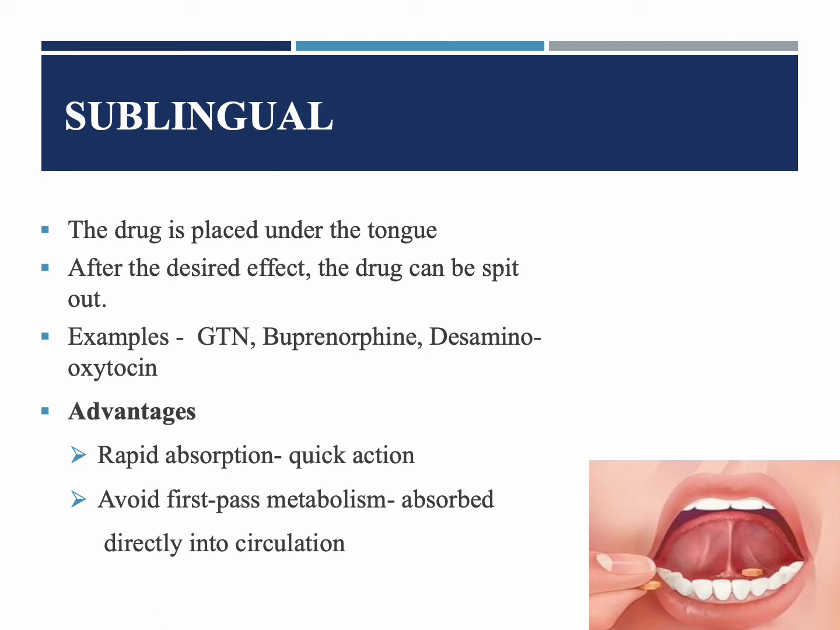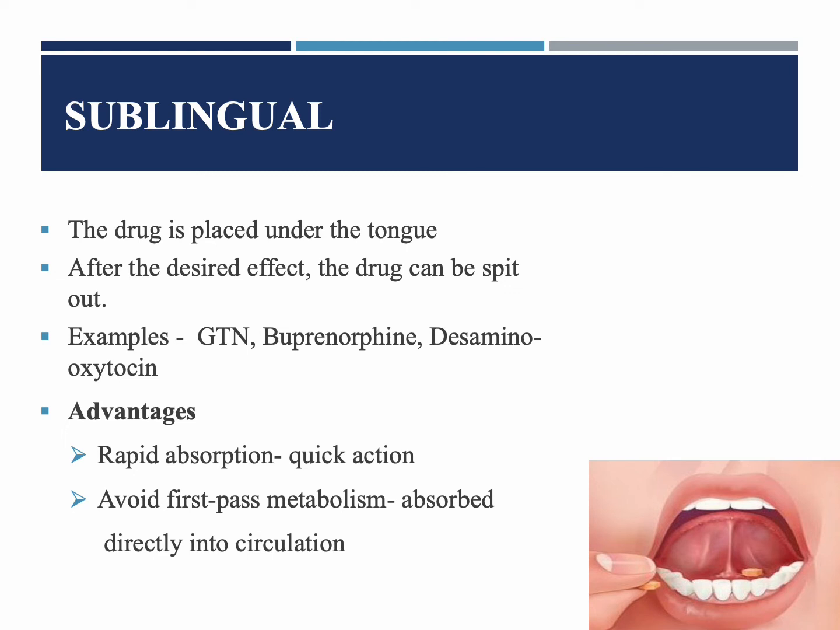Coming to the second category, that is the sublingual. In the sublingual route, the drug is placed under the tongue, as you can see in the picture, and after the desired effect the drug can be spit out. The examples of drugs which can be given by this route are glyceryl trinitrate, buprenorphine and desamino-oxytocin.